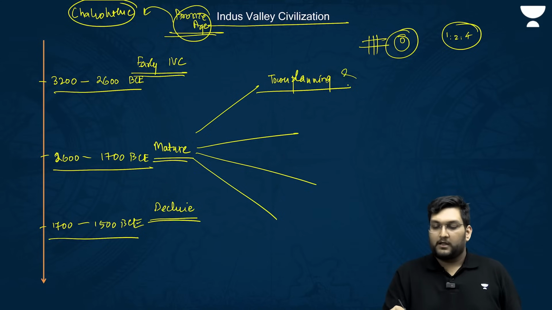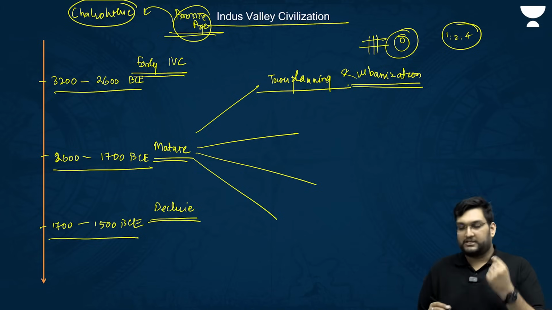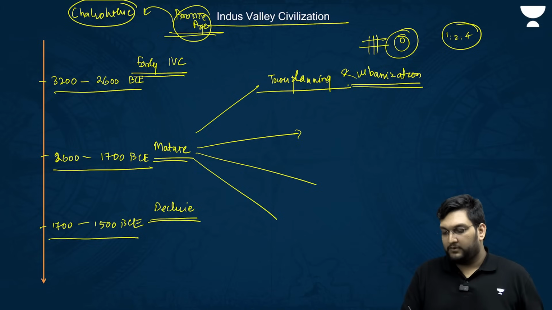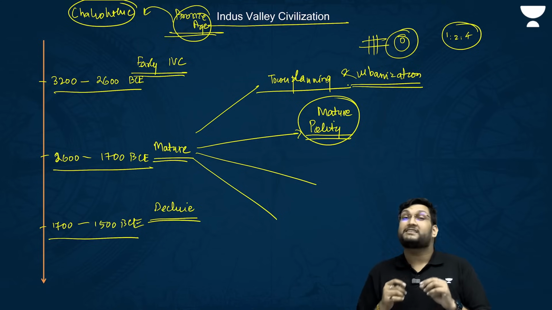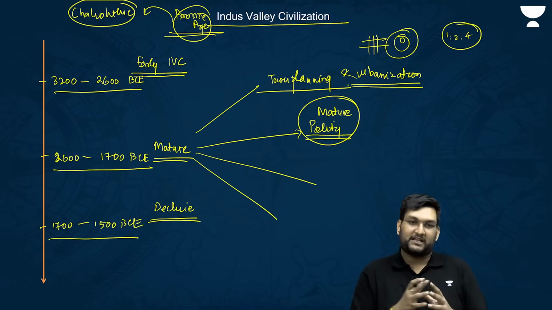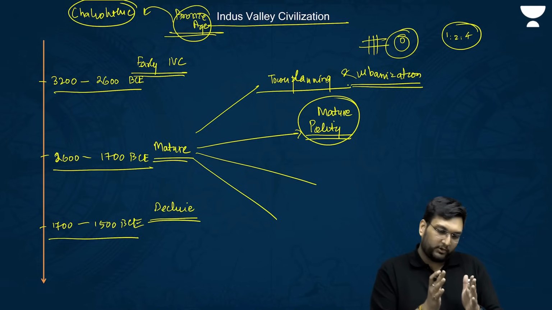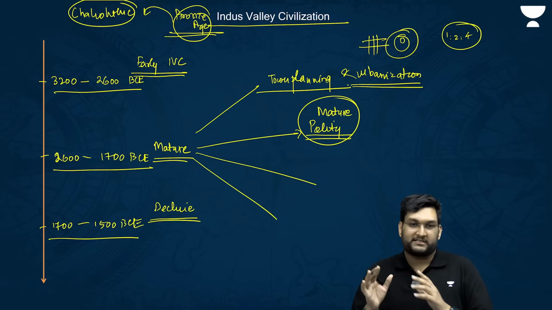The most important, which is accompanied by urbanization, which is quite interesting that way. Thereafter, in mature, we also have what is called polity. This polity is a mature polity because there is a lot of standardization and uniformity, but we do not know what is the exact nature of the polity because there is a lot of research which has to be done, and there is one theory which says either it is a priestly polity or it could be merchant based.